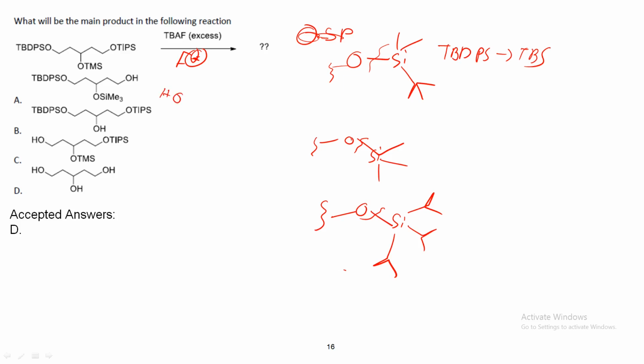So your product would be this kind of thing. So if you can correlate, C should be the answer. Oh, D would be the answer, because in C you can see this protection is still there. You can see the other options where some protection groups are unreacted, but under F minus conditions all should be deprotected, and that's how it should be your answer.